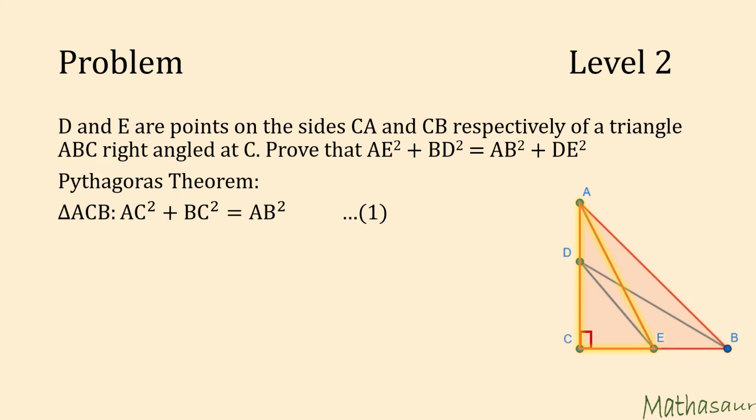Now another side that we want is AE. So let us apply the Pythagoras theorem to triangle ACE. And we see that AC square plus CE square is equal to AE square.